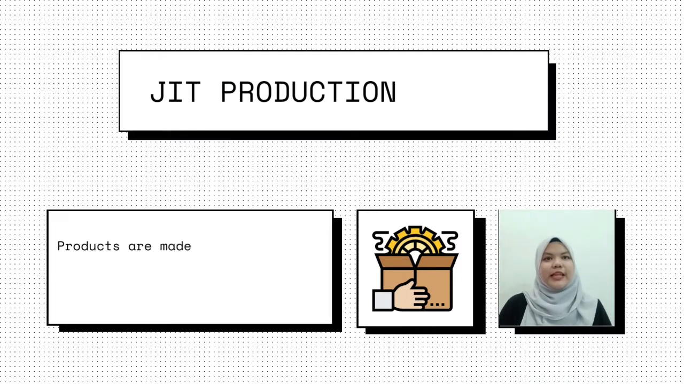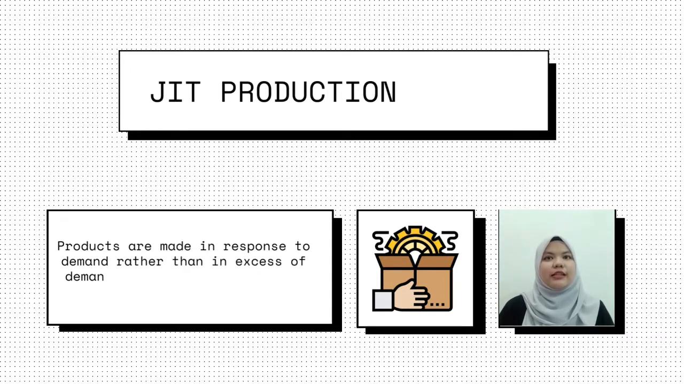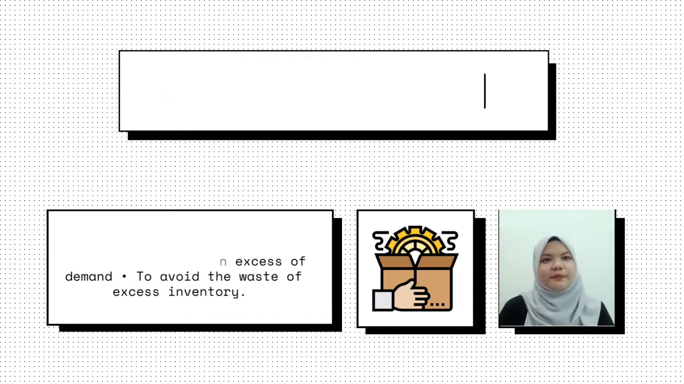First, I would like to explain about just-in-time production. Just-in-time production is a method in which products are made in response to demand rather than in excess of demand. It is to avoid the waste that comes with overproduction and excess inventory.